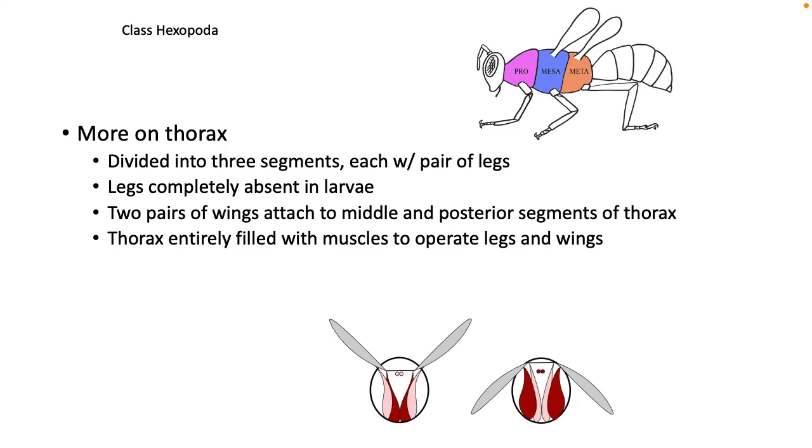More on the thorax. The thorax can actually be further subdivided into three regions: the pro, meso, and meta. When they're in their larval stage, they don't have legs. And the thorax on the inside is basically filled with muscles to help operate those appendages, whether they are legs and/or wings.